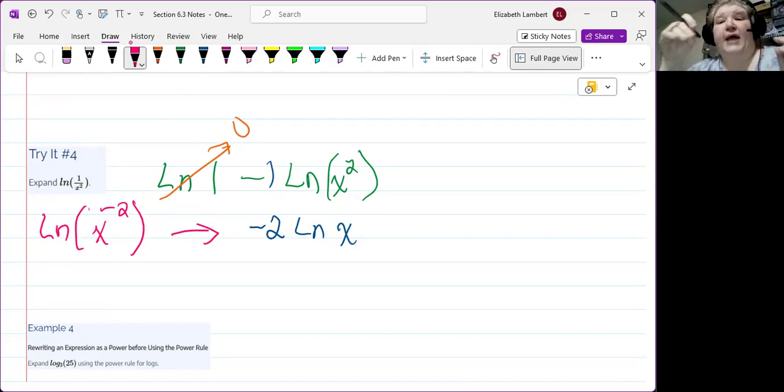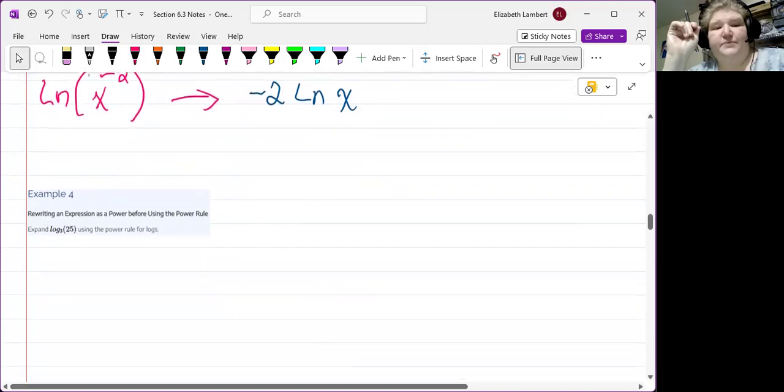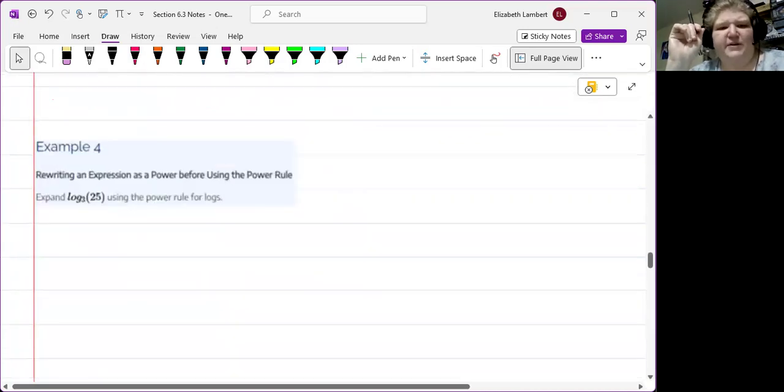So there's no one single way to expand logarithms, as long as you are careful about making sure you distribute when you need to, and you pay attention to where your negatives are supposed to go, you'll be fine. Now this one here, a little more interesting.